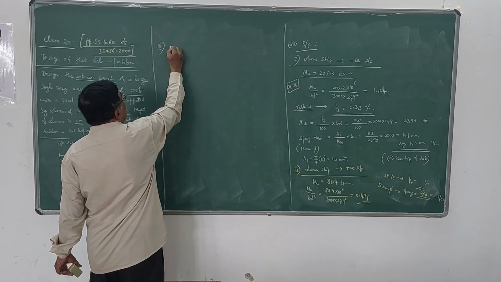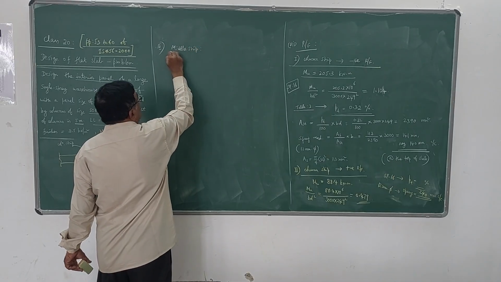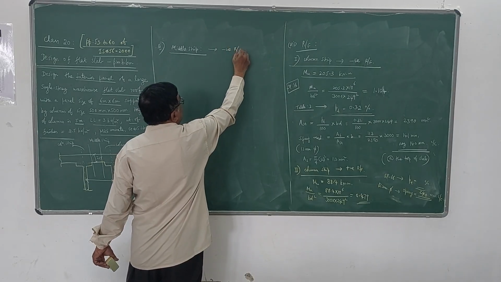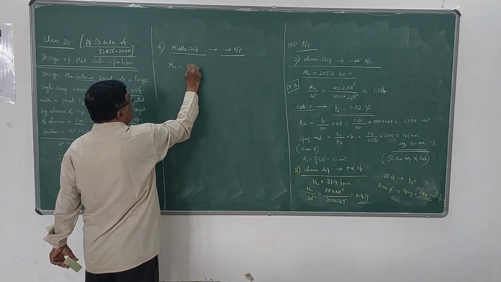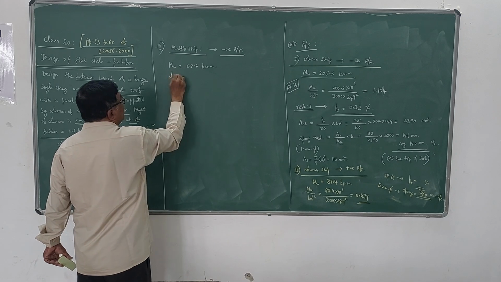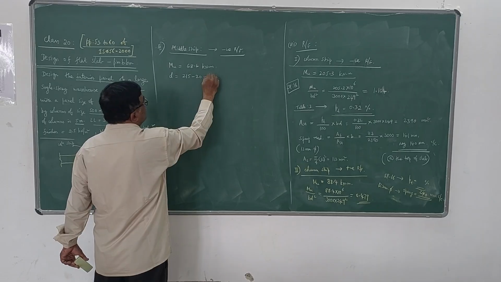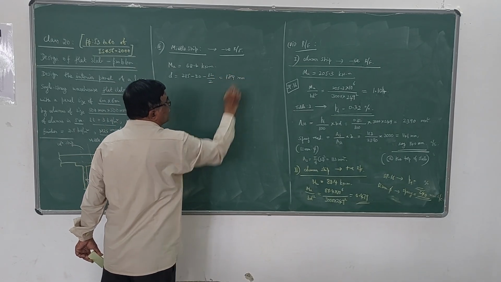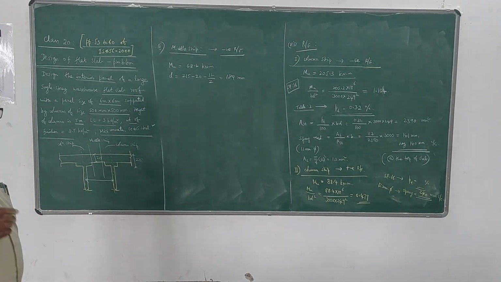So third one I take it as middle strip. In that middle strip, for negative reinforcement, what is the negative reinforcement in middle strip? 68.4 kilonewton meter. But here the value of D will be 215 minus 20 minus 12/2, correct? 189. Okay, depth is less here.